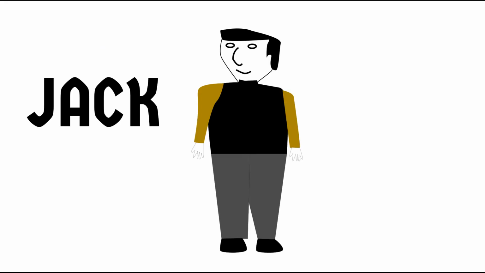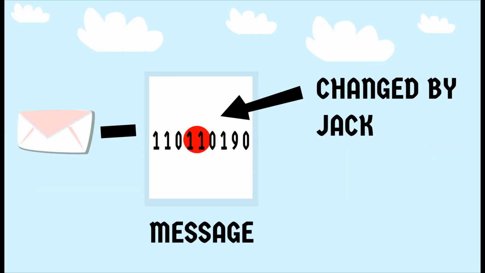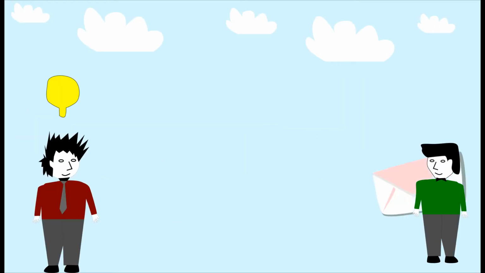Now this is Jack, and Jack wants to sabotage the communication between Henry and Adam. He intercepts the message on the way and then he changes some of the numbers in the message. Remember, Jack doesn't know about Henry's little trick. This message then reaches Adam.